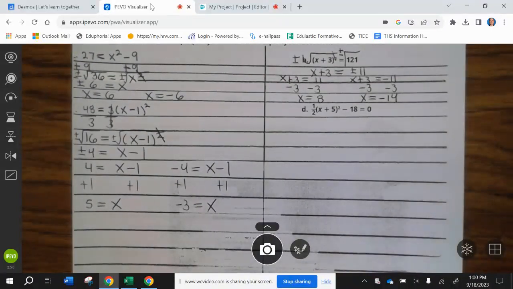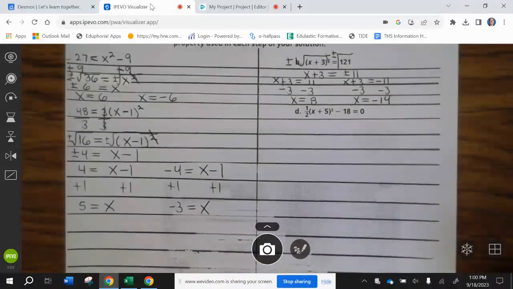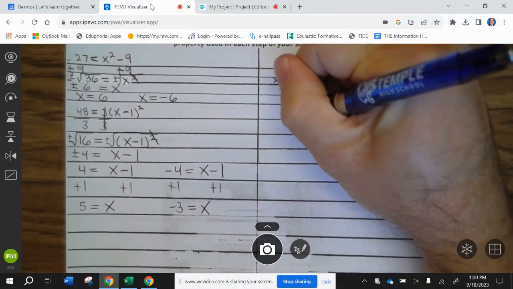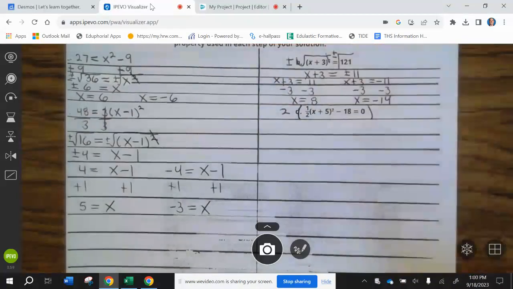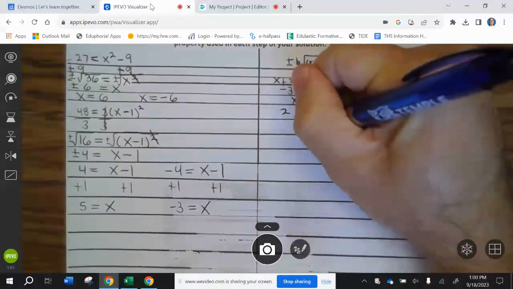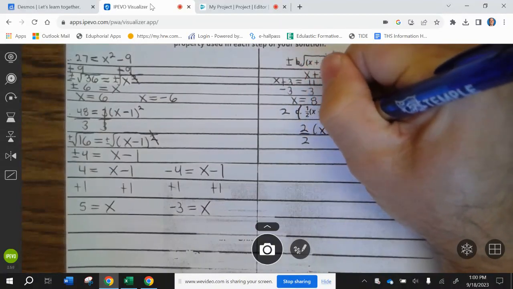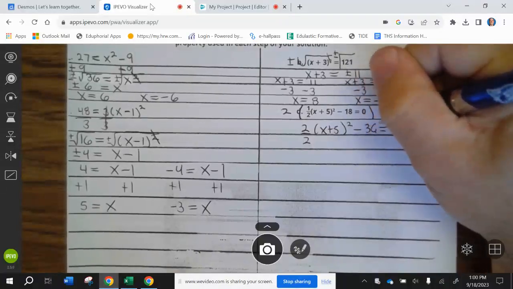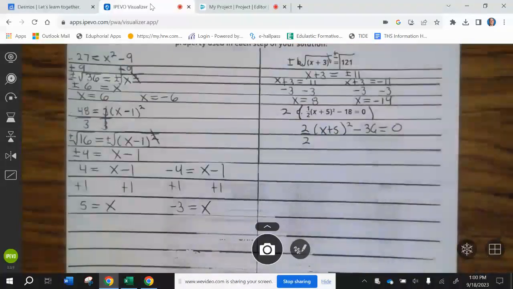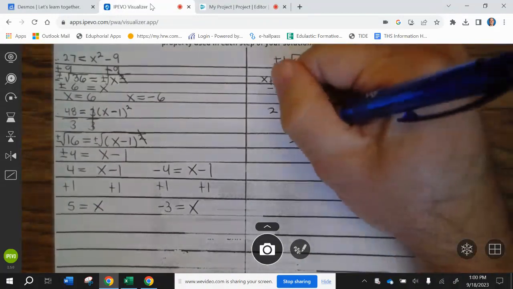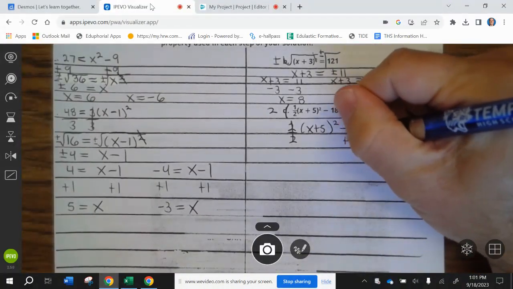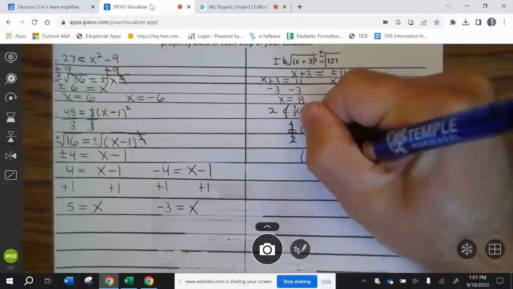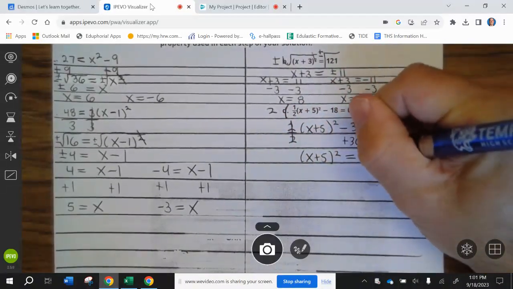All right, go ahead and finish that up, and let's take a look at D. Now, here, we need to get rid of the fraction. So the first thing we need to do is multiply everything by 2. So 2 times 1/2 is 2 divided by 2, parentheses x plus 5, squared, minus 2 times 18 is 36, and 2 times 0 is 0. Now, 2 divided by 2 is 1, and then we can add 36 to both sides. So we get x plus 5 squared equals 36.